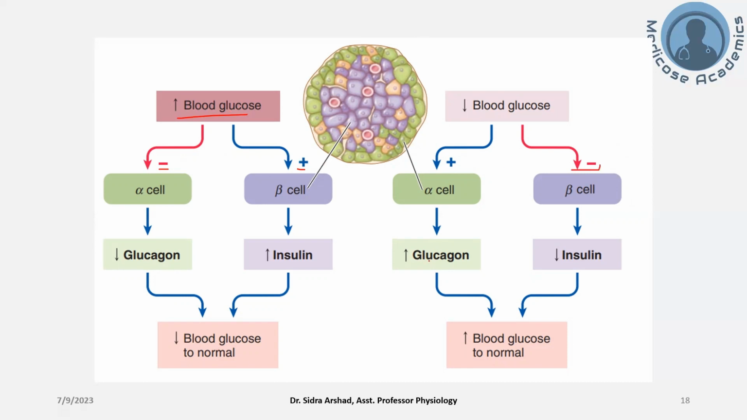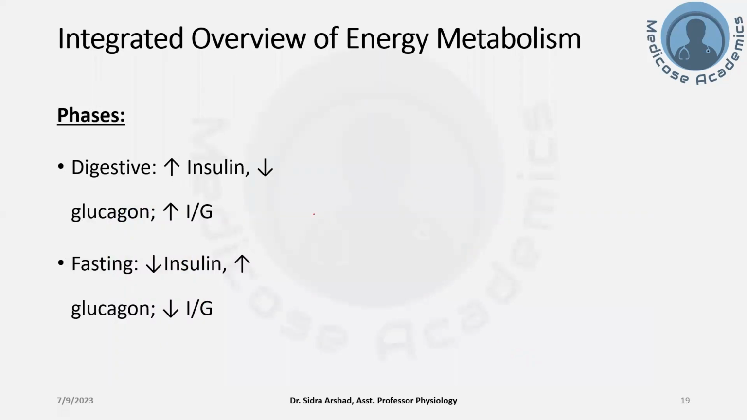So glucagon is released and blood glucose levels are then returned to normal, because glucagon increases the blood glucose levels, which are then brought to normal. So let's just integrate these hormones into energy metabolism. Let's look at the phases.